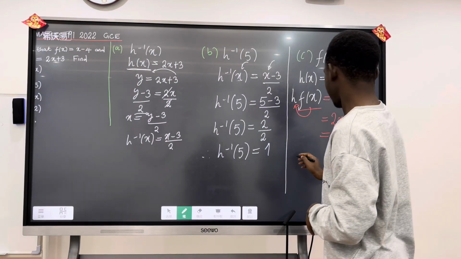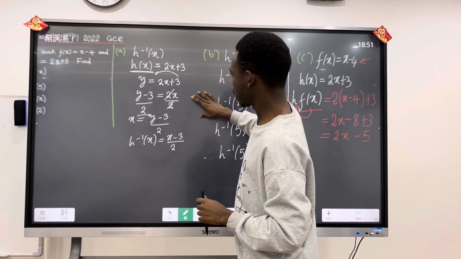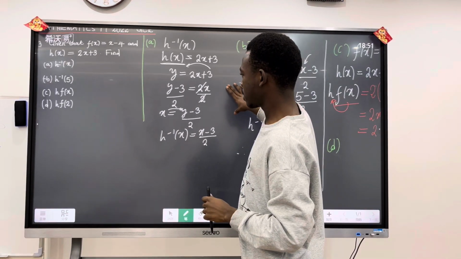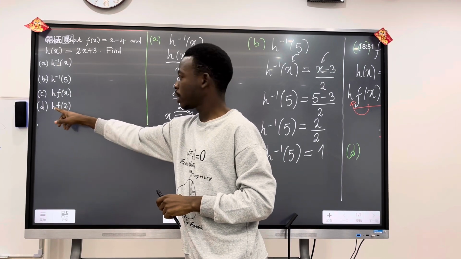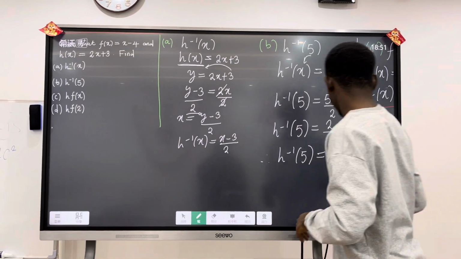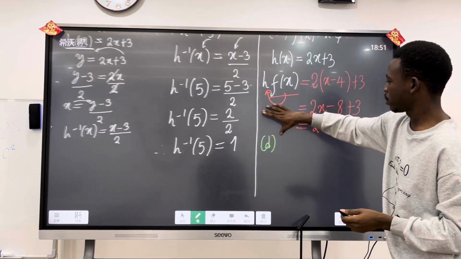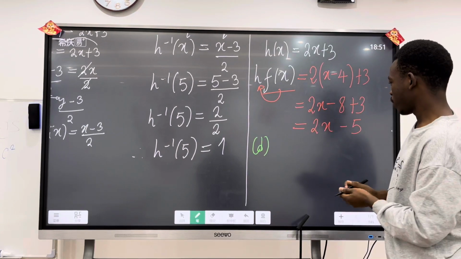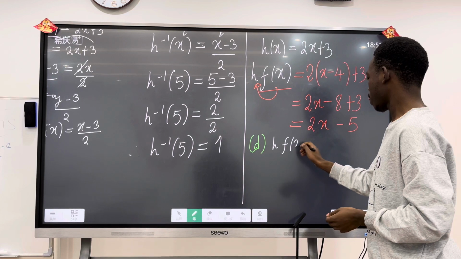We go to part D. Part D is super easy because everything has been worked out. Part D says find h of f of 2. So we are finding h of f of 2.